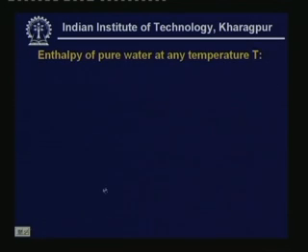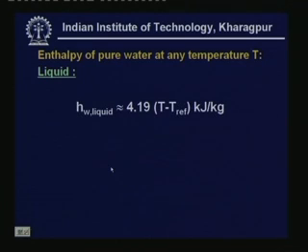Now we also need in the calculations the enthalpy of pure water, both liquid water as well as vapor, at any temperature T. For liquid water you can have an approximate equation: the liquid water enthalpy is equal to 4.19 into (T minus T reference), where 4.19 is the approximate specific heat of liquid water, T is the temperature at which you are finding the enthalpy, and T reference is the reference temperature, which happens to be 0 degree centigrade here. The units here are kilojoule per kg because the specific heat is in kilojoule per kg.